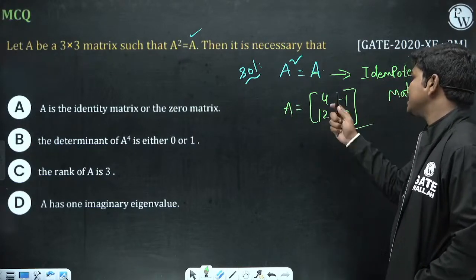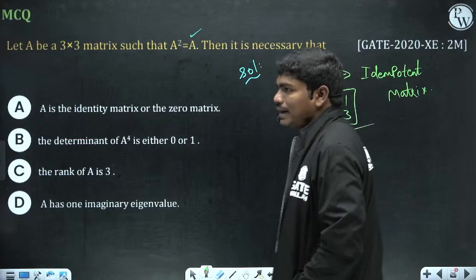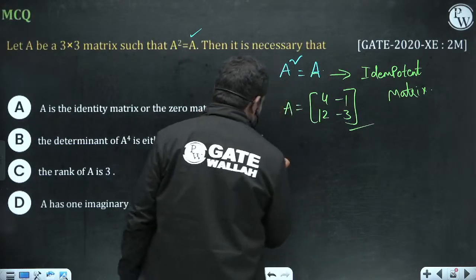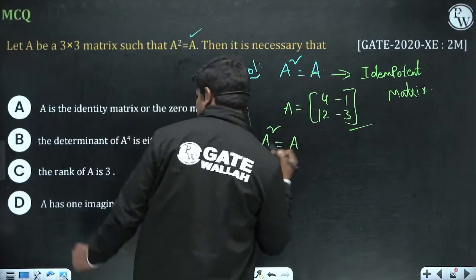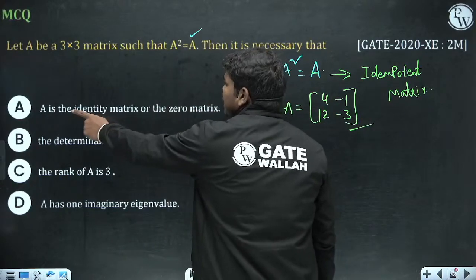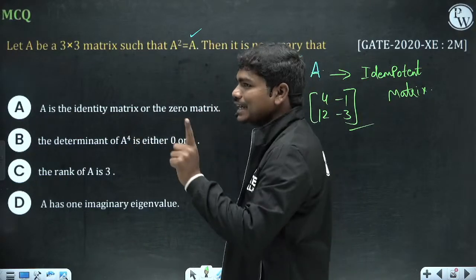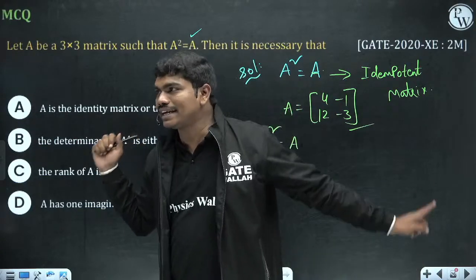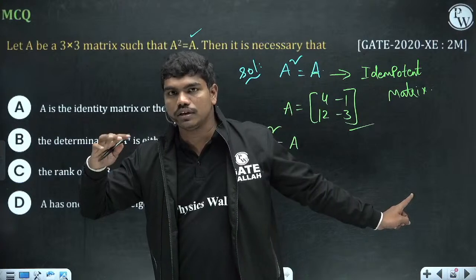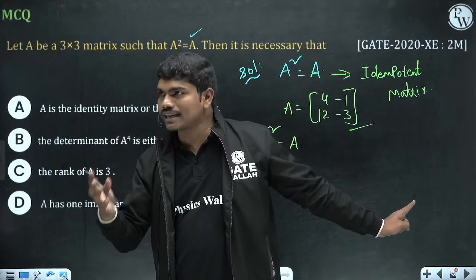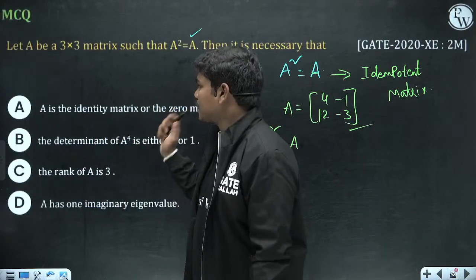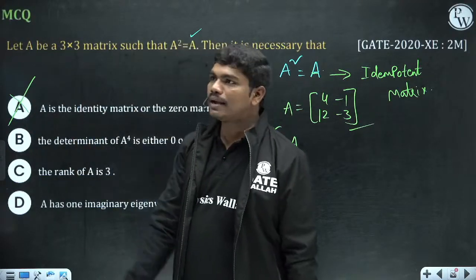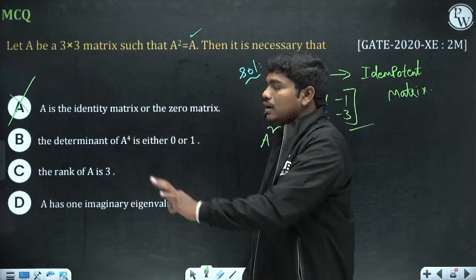Now anyhow, coming to here, A is equal to 4 minus 1, 12 minus 3 and all these things. So all these are basically idempotent matrices. So whenever A square is equal to A, first thing, is A an identity matrix or zero matrix? Need not be. This is also one special matrix where it's not an identity matrix or a null matrix, but still it is an idempotent matrix. A square is equal to A gets satisfied, so it need not necessarily happen.